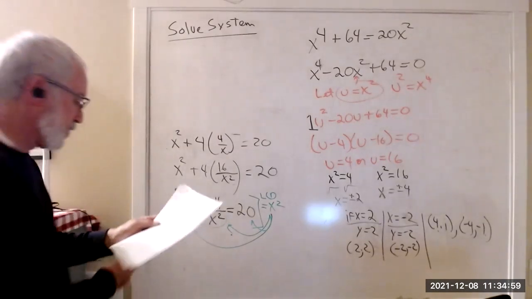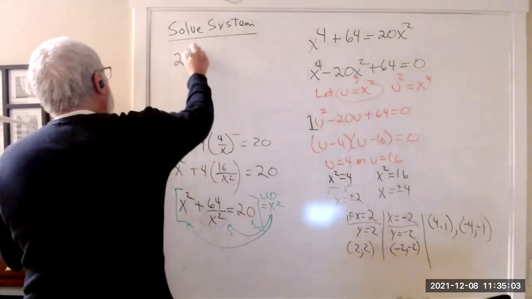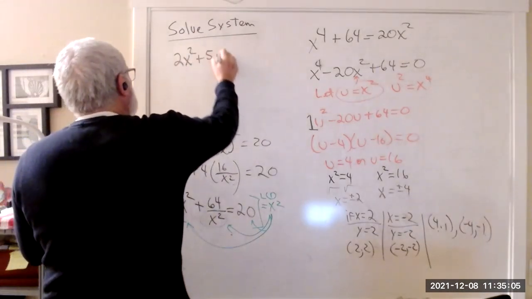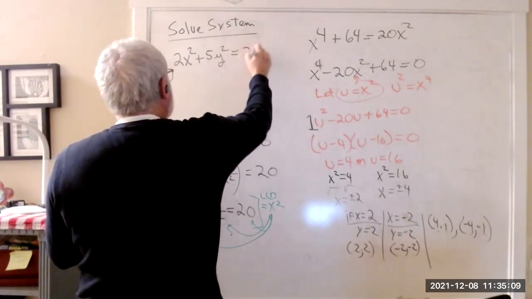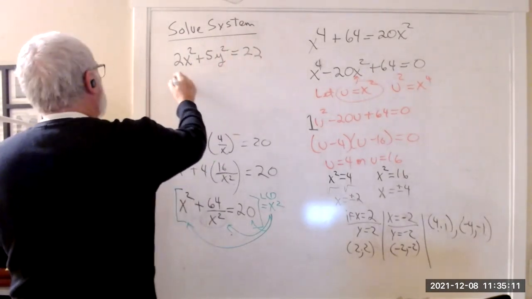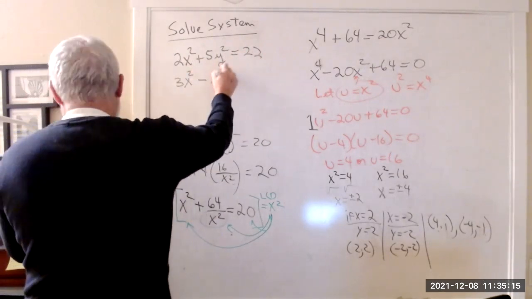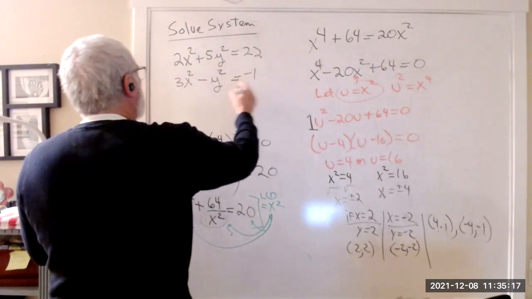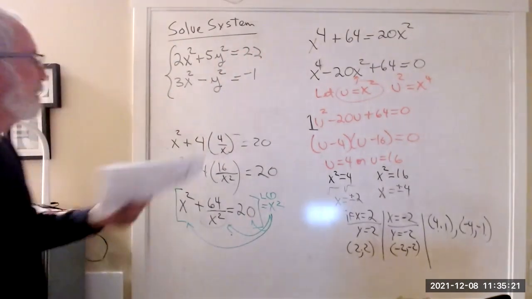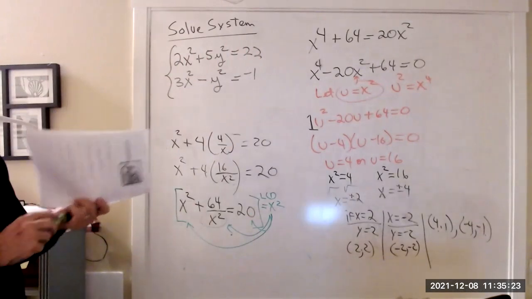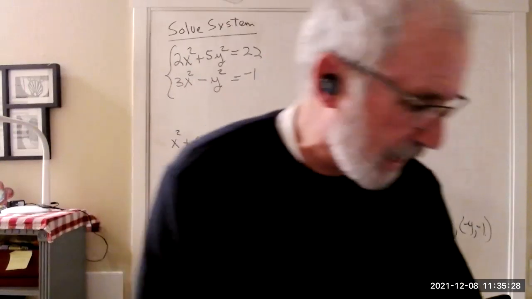So 2x squared plus 5y squared equals, what do they go, 22, and 3x squared minus y squared equals -1. So I won't erase the board yet. I'll leave that up there, but that's going to be the next thing. We're going to try and solve the system. You are trying to get x's and y's.